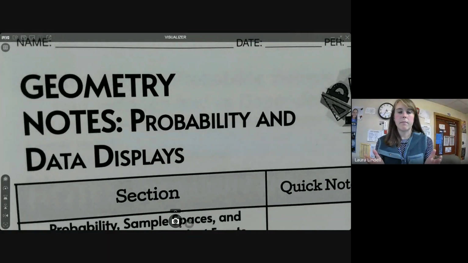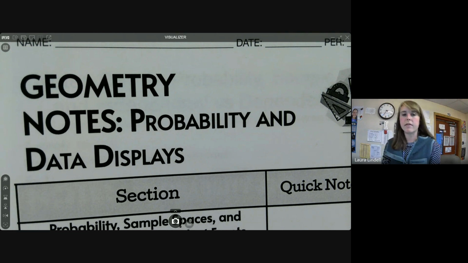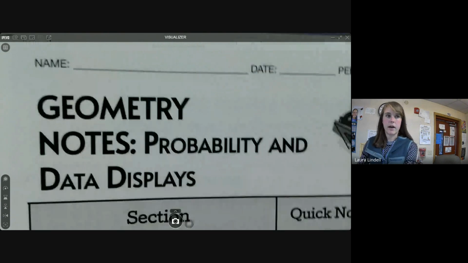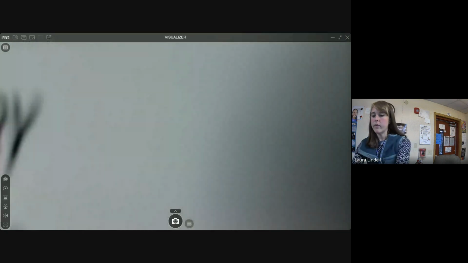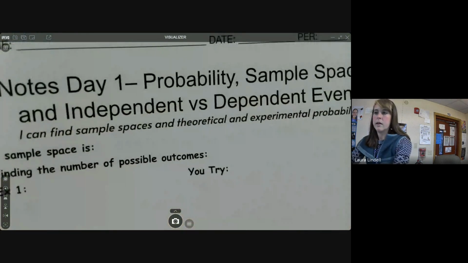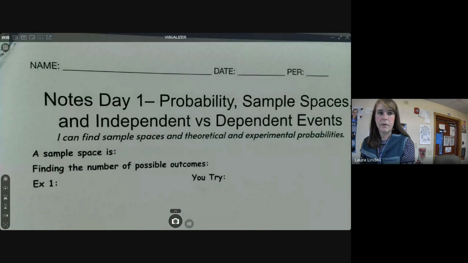All right. Hey, so today we are starting notes in our new packet about probability and data displays. We're going to start today with talking about some probability basics. Then tomorrow it'll be all about different kinds of independent and dependent events. But let's start with just the simple stuff. We're going to start with sample spaces. So go ahead and flip in your packets with notes to the first day of notes. We're looking for notes day one, probability, sample spaces, independent versus dependent events.